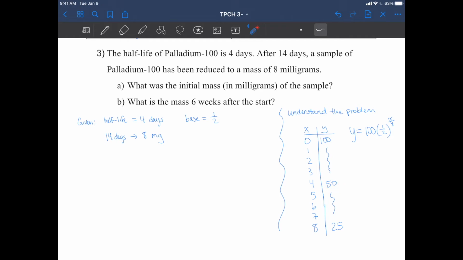That leaves me with the 50 here. 100 times 1/2 will be 50. And let's just double check. If I were to plug 8 in here, 8 divided by 4 is 2. So 100 times 1/2 times 1/2 will in fact give me the 25. So this is the formula that I will use, okay, if my initial value was 100. But notice we don't actually know what our initial mass is, so we have to find it.